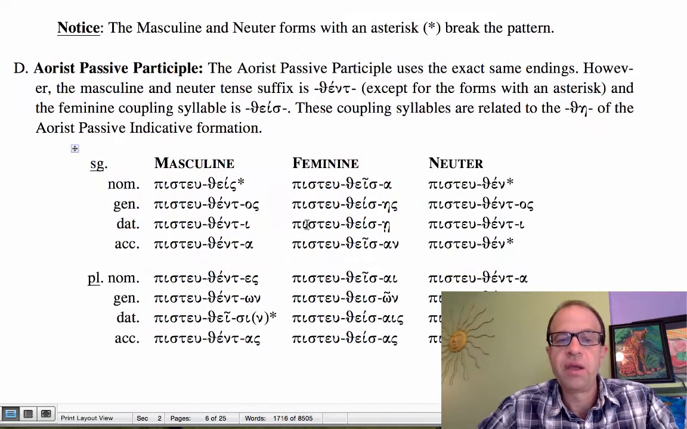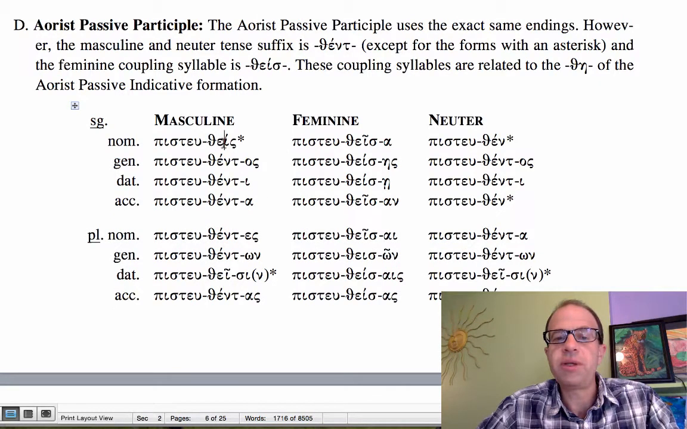For the aorist passive, the coupling syllable is a theta, epsilon. For the masculine nominative singular, it's a little bit different, thes, but then you see thentos, thenti, thenta. For the feminine singular, thesa, theses, these, thesan. And for the neuter, the same, except using the nominative and accusative forms, then, thentos, thenti, then.